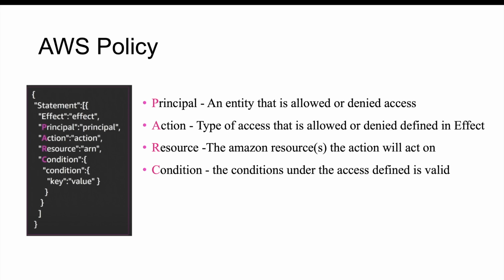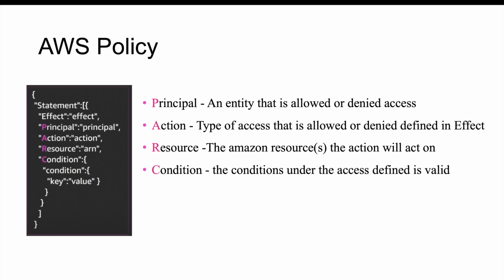Resource: the Amazon resources the action will act on, which AWS resource the principal can have the capability defined in action. Resource can be S3 or EC2 or Lambda or SQS, etc. That is any AWS service.